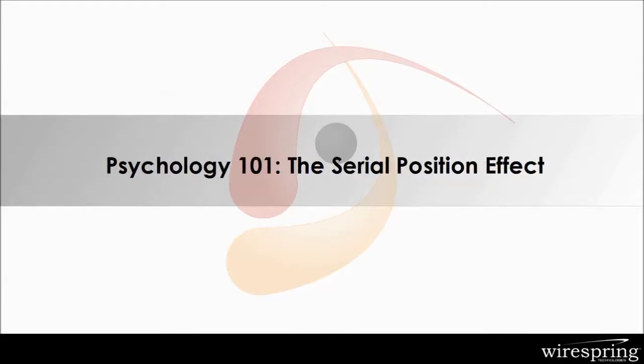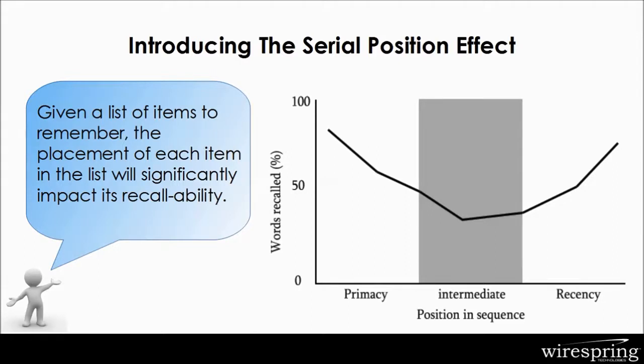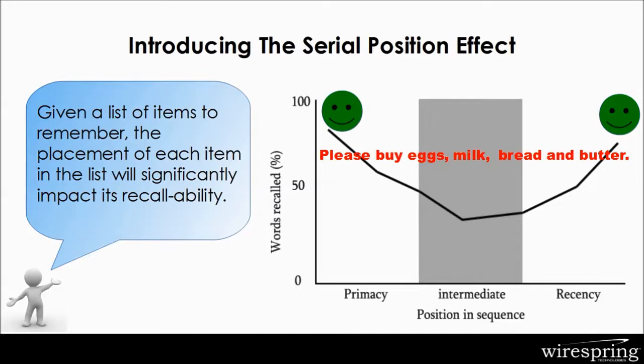Tip number 1, the serial position effect. The serial position effect says that given a list of items to remember, the placement of each item in the list will significantly impact its recallability. So, for example, if I were to give you the sentence, "Please buy eggs, milk, bread, and butter," you'd have a very good chance of remembering the last item, as well as the first item, but the items in the middle of the list would be recalled correctly less often.